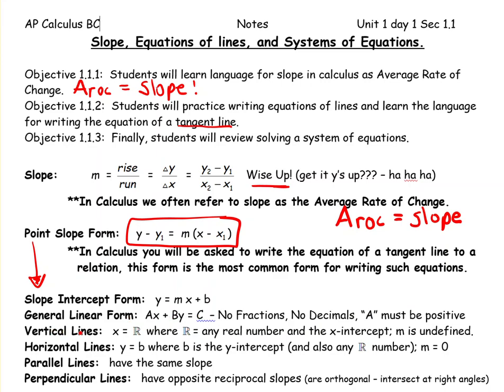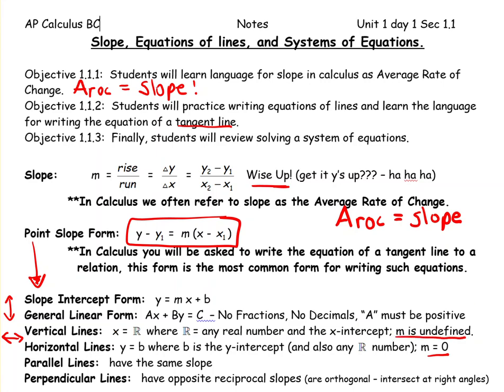Vertical lines obviously go vertical, they're up and down, and they have an equation x equals some real number. Horizontal lines, those are our back and forth lines, and they have the equation y equals b, where b is always the y-intercept and also any real number. Horizontal lines have a slope of 0, while vertical lines have an undefined slope.